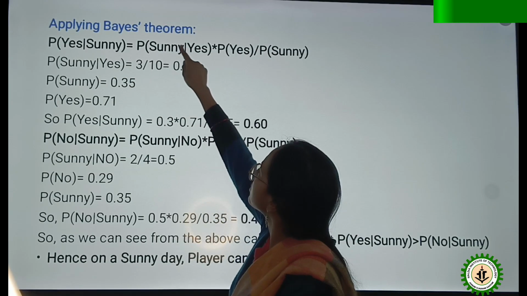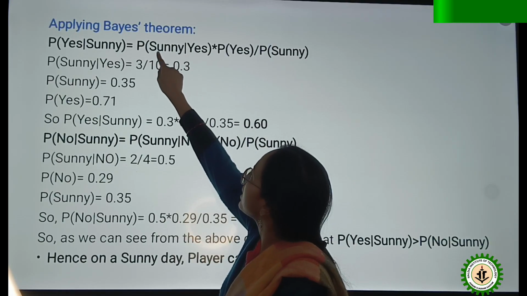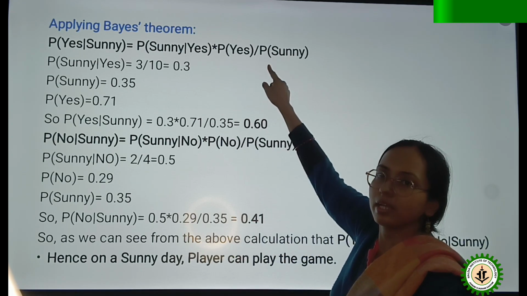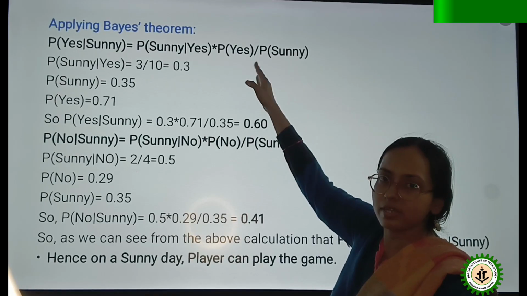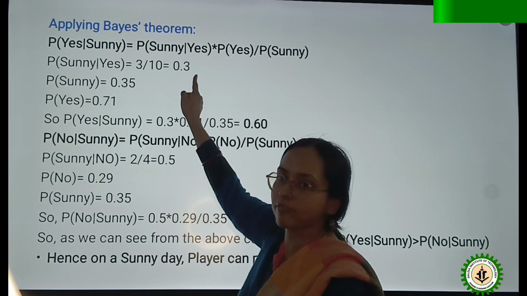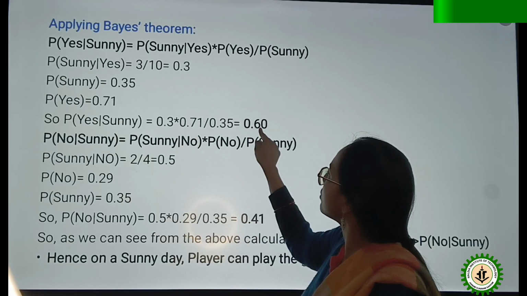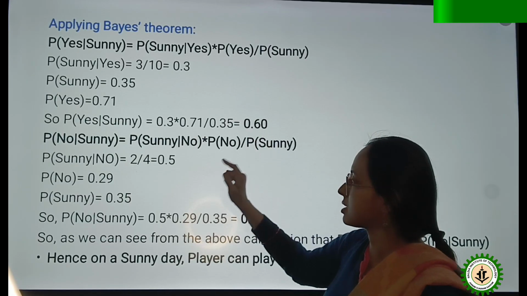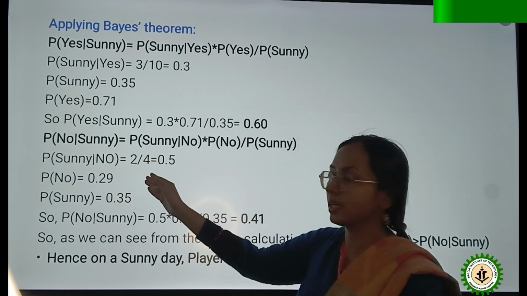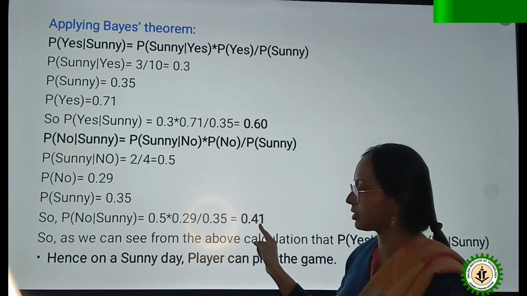For that we are going to multiply using the Bayes theorem which we saw earlier. So P of sunny given yes multiplied by P of yes, and then divided by P of sunny. P is nothing but probability, right? So we will be calculating these values. Already we have calculated, so simply you are going to replace these values and you will get a value of 0.60 in this case. Similarly, you are going to calculate the probability of no for a sunny day. That will give you a value of 0.41.